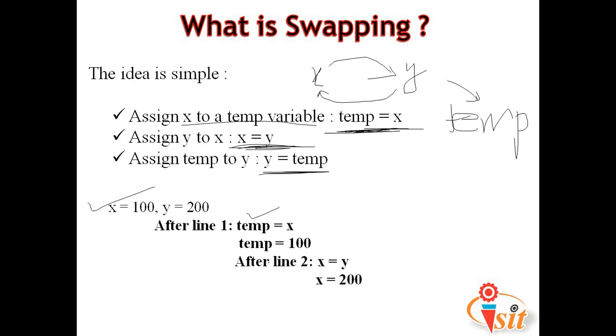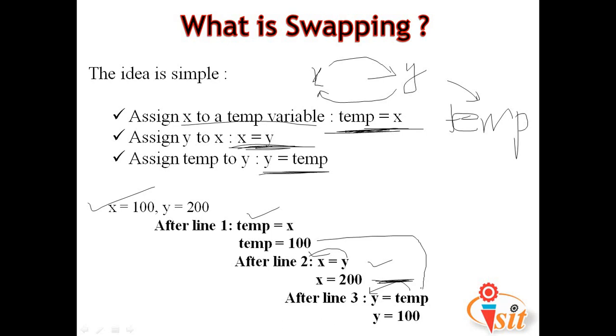Now the second step is x equal to y. Right now the value of x is 100 and the value of y is 200. So the value of y is going to be stored inside x, and now x is going to be 200. Afterwards, at the end, we store the value of temp into y. We have already stored 100 in temp, so now 100 is going to be stored inside y, and y is going to be 100. Like that, the swapping is implemented in the C programming language.